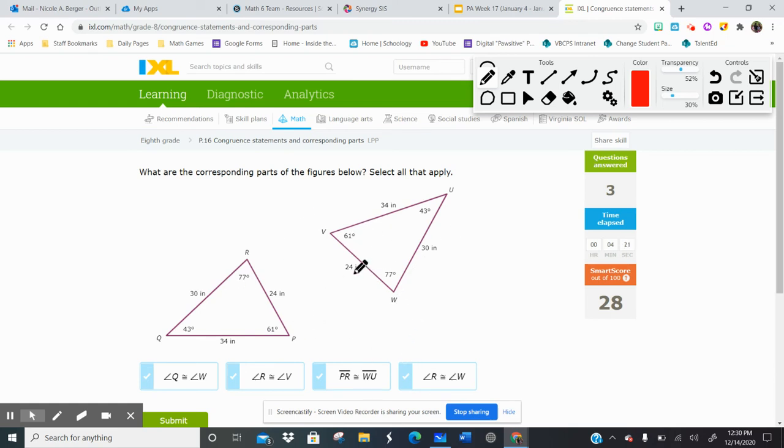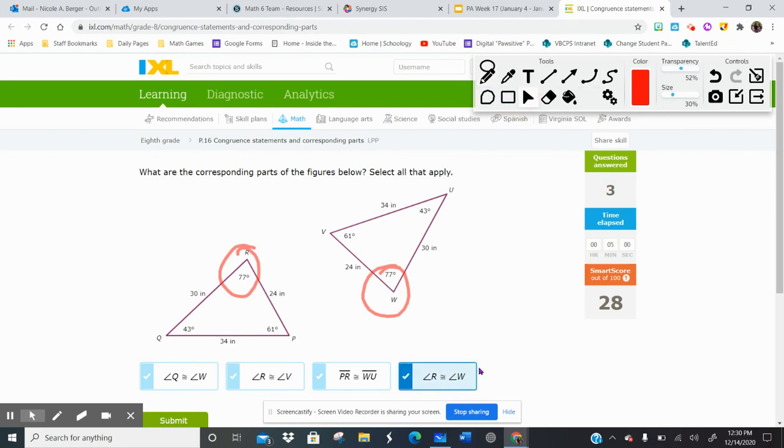So we'll do this last one, and then I think you got it. So Q, which is 43 degrees, is congruent to W. Nope, that's 77 degrees. R, let's change that color. So R, 77 degrees, is congruent to V, which is 61 degrees. So a no. PR, so PR is 24 inches, is congruent to WU, 30 inches. So no again.